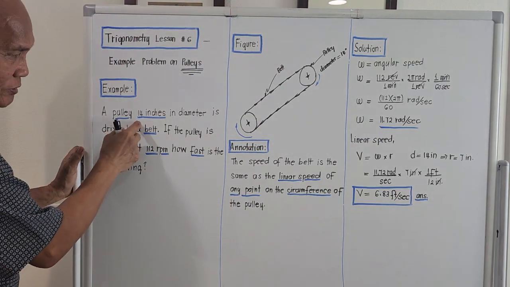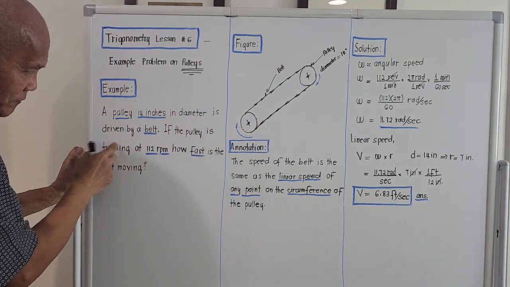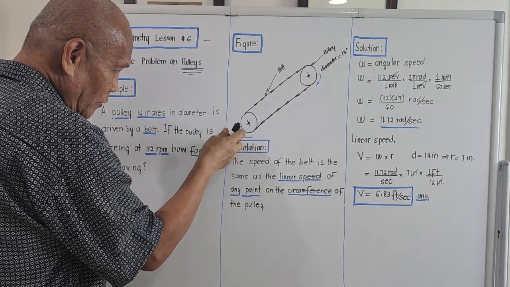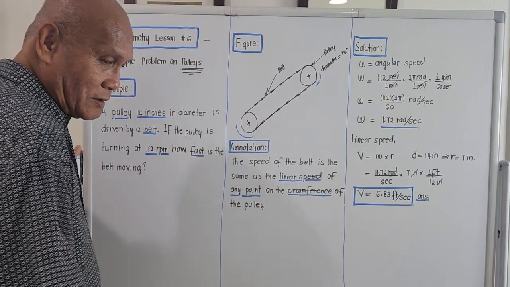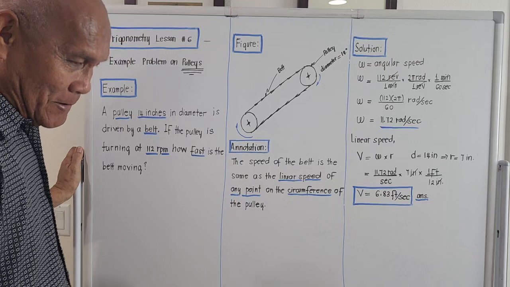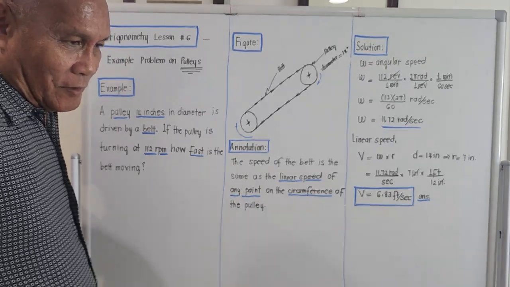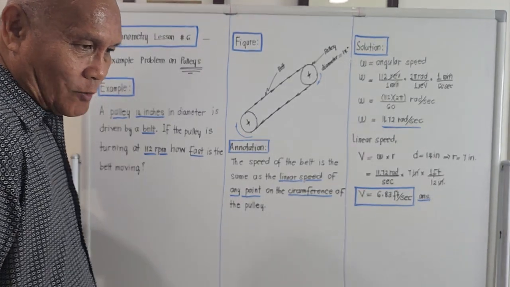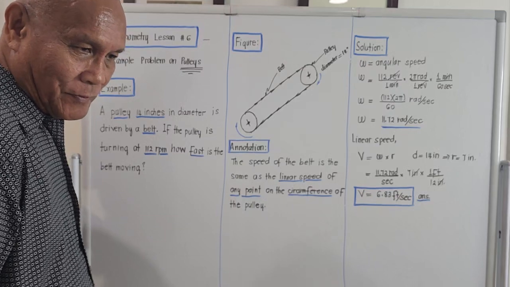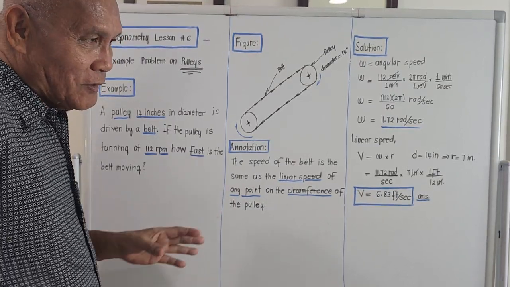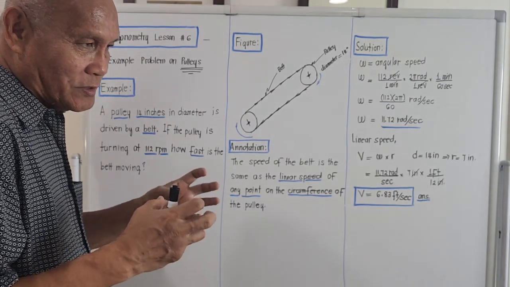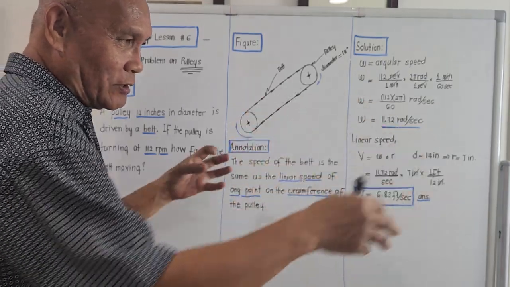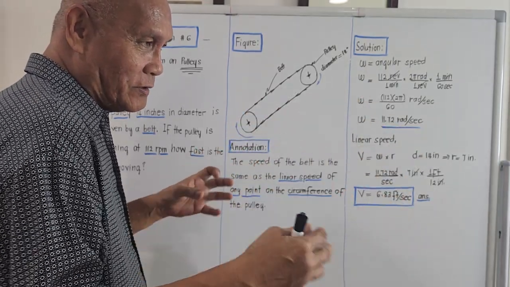A pulley 14 inches in diameter is driven by a belt. We are given a pulley, and connected on the pulley is a belt, like the pulley of any car. The driving mechanism of the car is driven by pulleys, right? A pulley is something like a circular thing with a groove in which you place the belt, and this pulley will be interconnected to another pulley to drive another part of the engine.